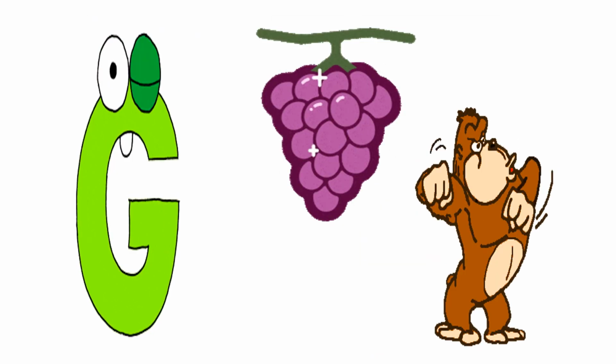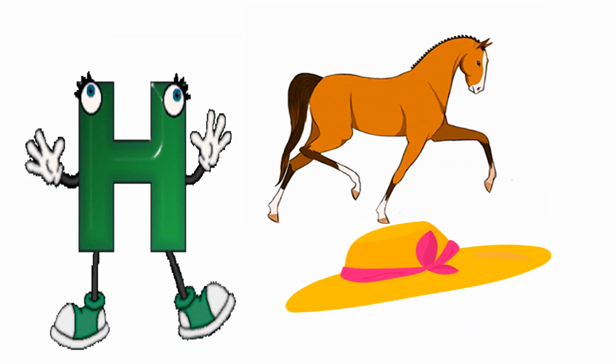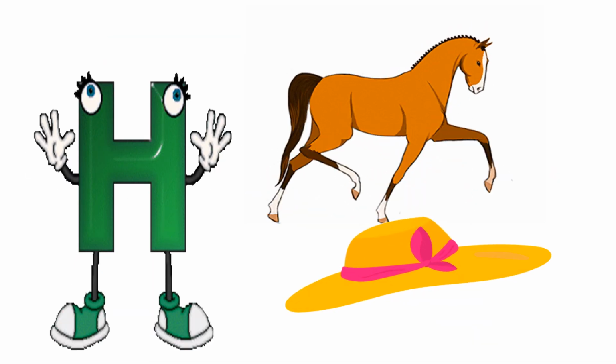G says G. What is the sound of G? Is G, G, G, grapes. G, G, gorilla. So in all these words, which sound is coming? G. All right, so the next word is H.